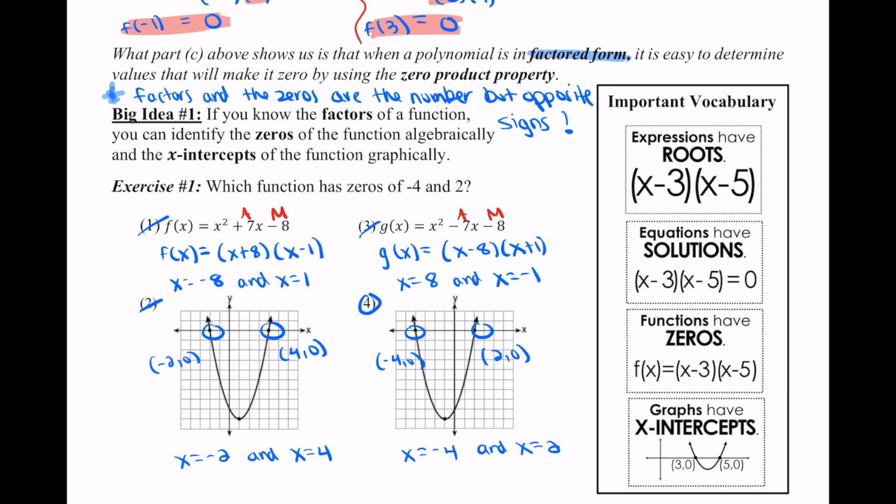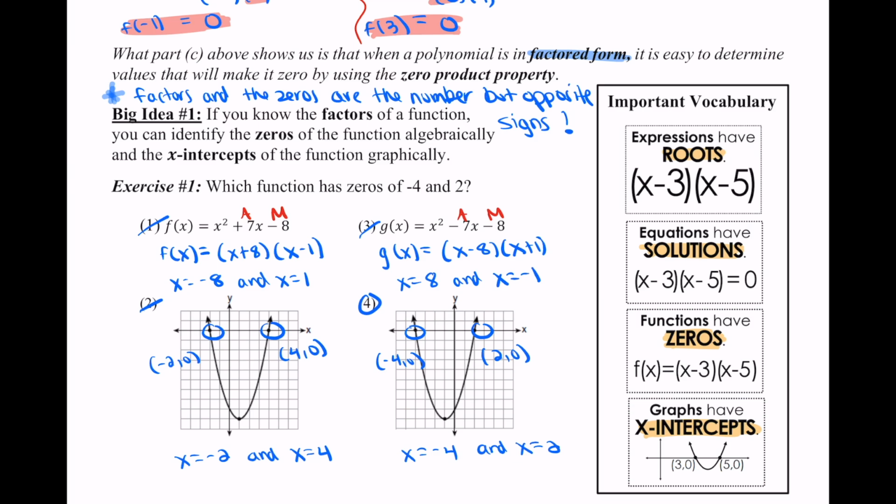Now, before we go on, I want to review some important vocabulary that is associated with polynomials. So in this chapter, you've heard the word roots a bunch, solutions a bunch, zeros a bunch, and x-intercepts a bunch. Now, those 4 terms are essentially talking about the same thing. They just stem from different representations of quadratics.